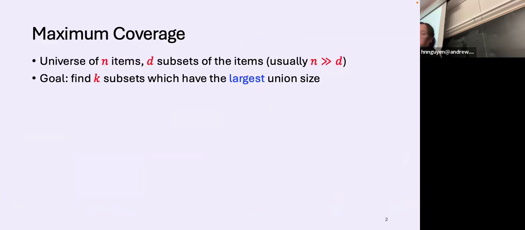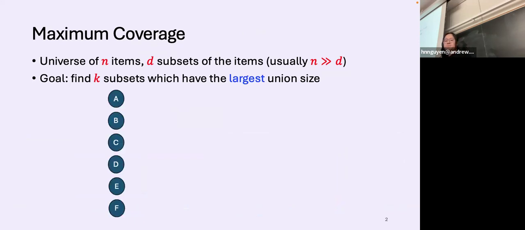So what is maximum coverage? We have n items in our universe, and we have d subsets of these items. And the goal is that we want to find k subsets such that they have the largest union size. In other words, we just want to find k subsets such that they cover the most distinct elements among them.